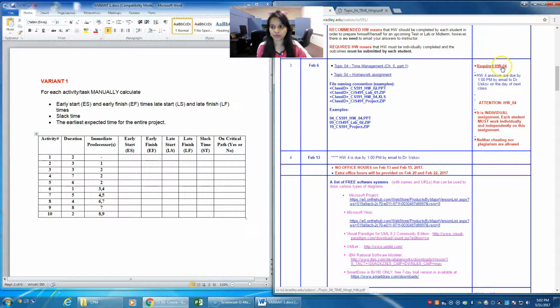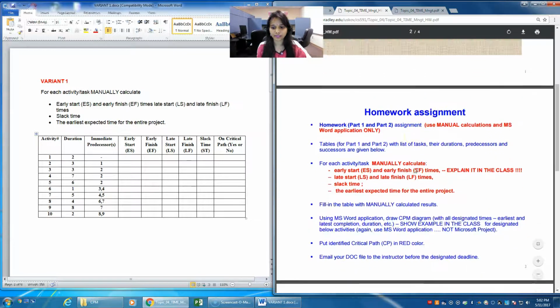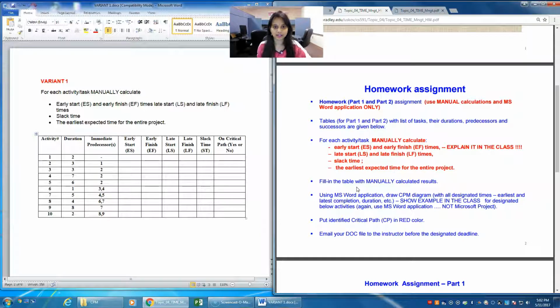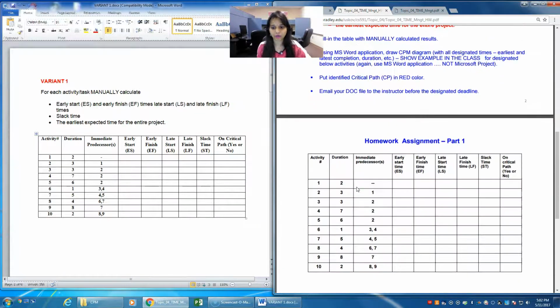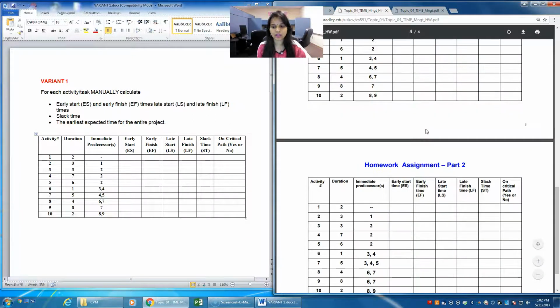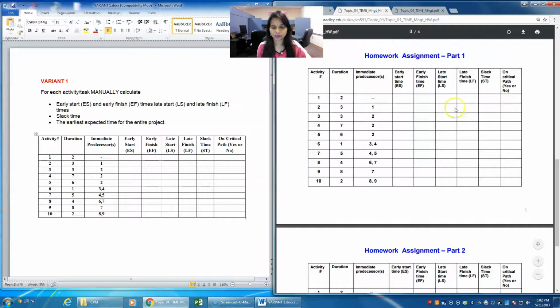Once you open your required homework, you will be listed what to do over here. You need to calculate the early start, early finish, late finish, slack time, and the earliest expected time for the project. You'll be given a list of activities in the table, with their durations and immediate predecessors. That's part one of the homework. There are two parts, where you're finding two critical paths.